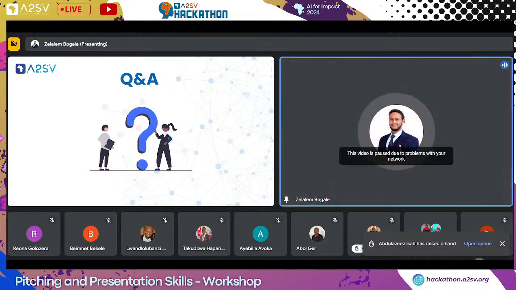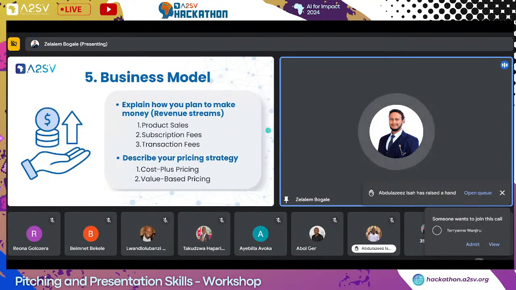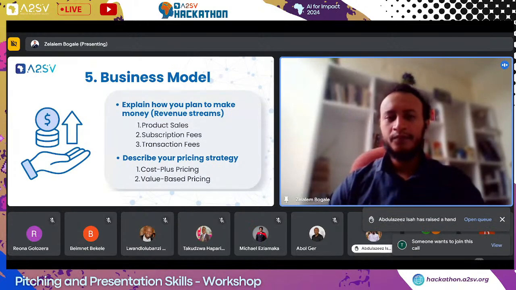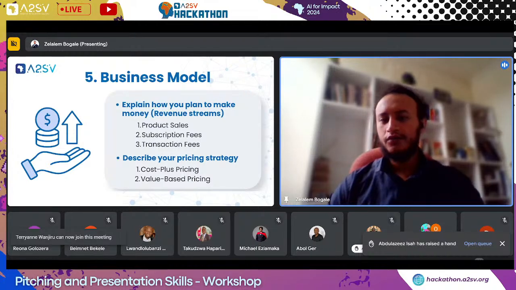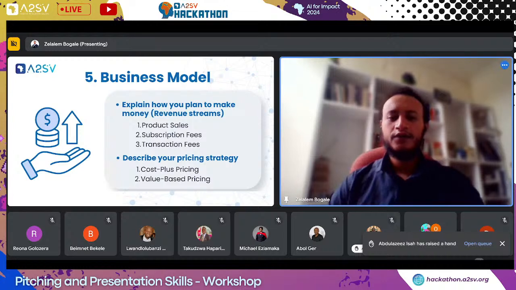the question is, on the business model, do we need to include all the columns from the business model template? Let's go back to the business model template. These are only two things that you need to include in your business model. The first is how you plan to make money, that is your revenue stream, and then your pricing strategy. Perhaps you might not be required to do the pricing strategy at this point in time, but it's also a very important variable that you need to consider.